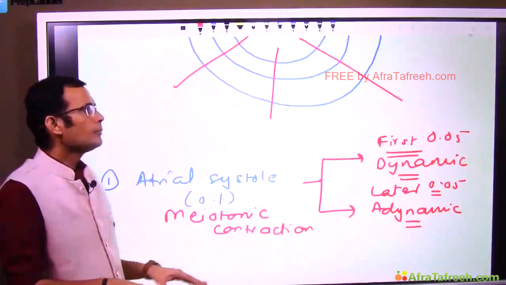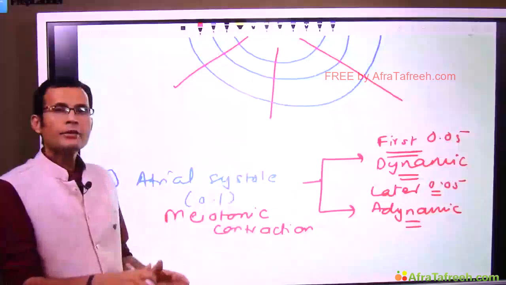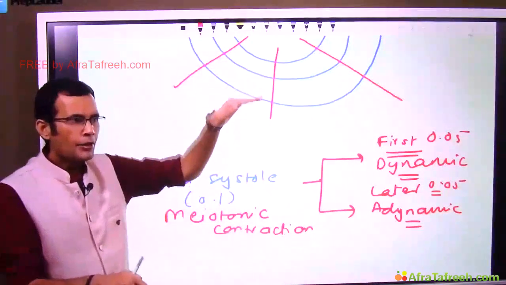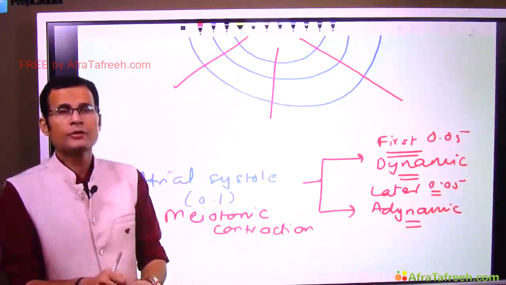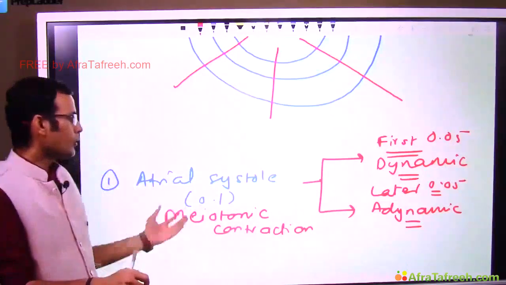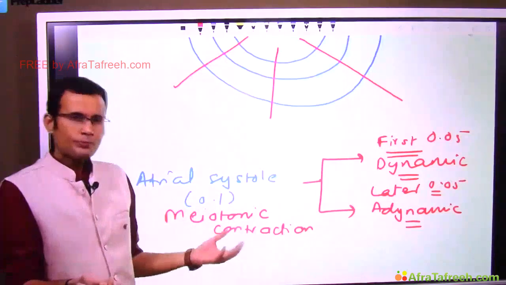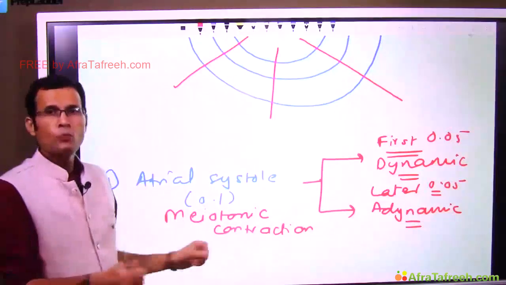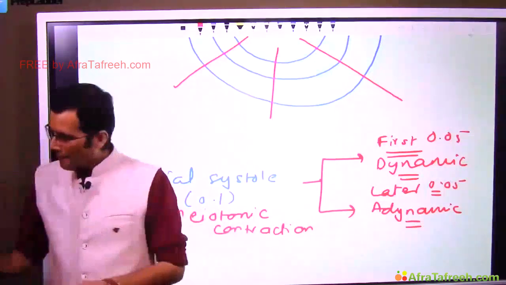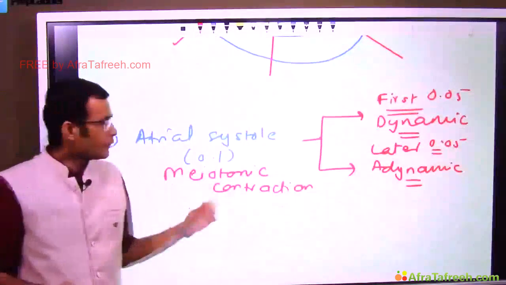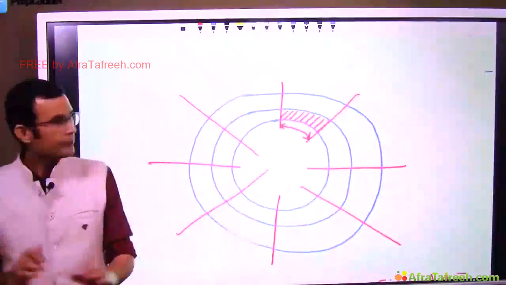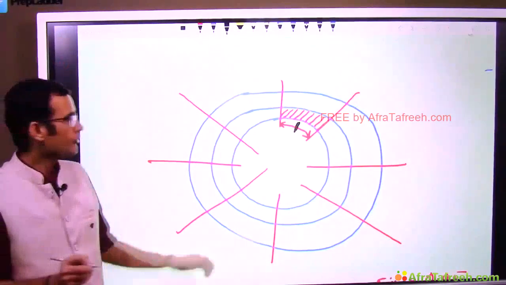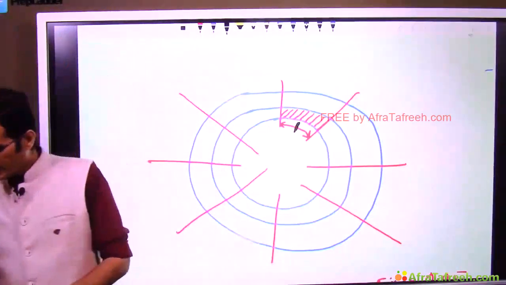So, you can see here that the initial part of the contraction was stronger and then it went on decreasing. So, this was a reducing strength of contraction, and such contractions are called myotonic contractions. If in some MCQ they ask you this question, you must at least know what this type of contraction is. Right. That was atrial systole, 0.1 second, and we have already divided it 0.05 and 0.05. That's atrial systole.